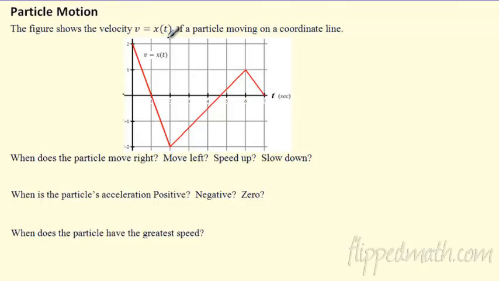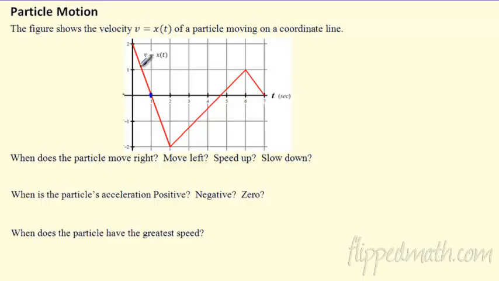So this is the velocity of a particle moving on the coordinate line. So we've got the velocity, and again, over time. When does the particle move right, move left, speed up, slow down? So this is hugely important. So if I'm looking at velocity, what's going on with my velocity? My velocity is decreasing, and then this would be a velocity of 0.